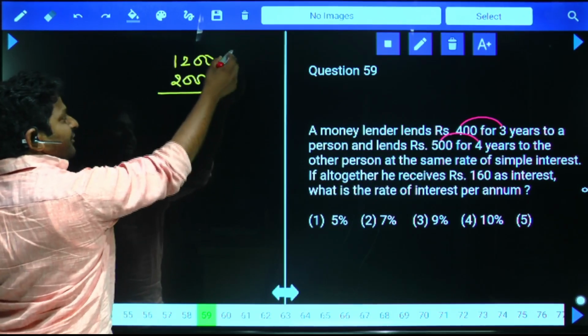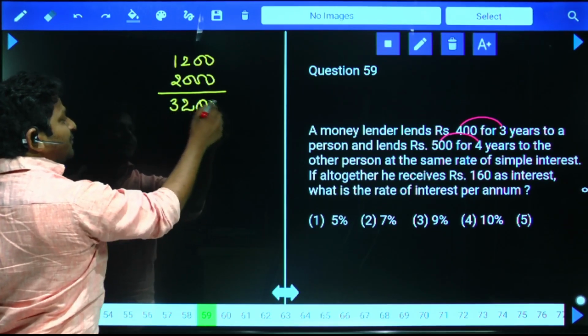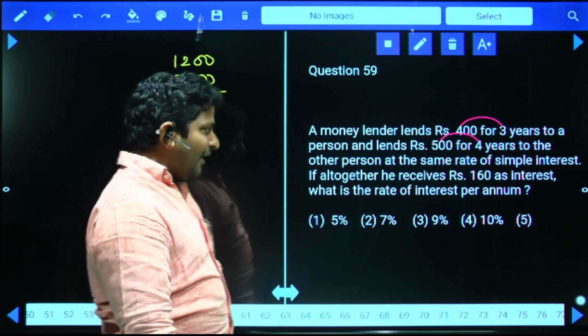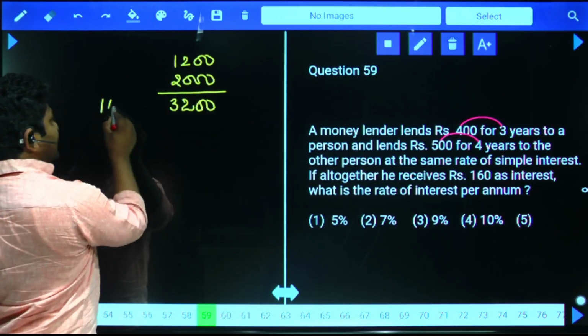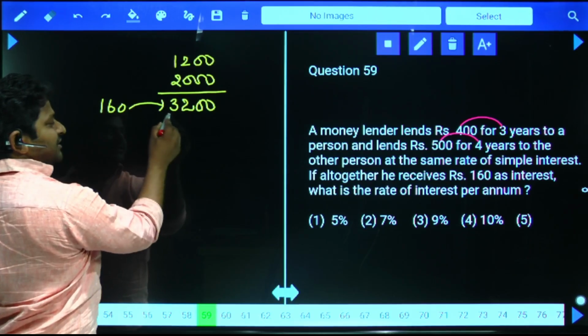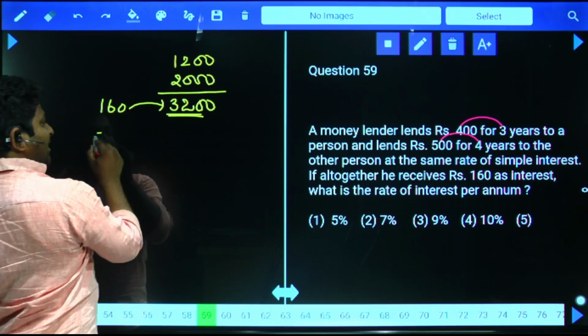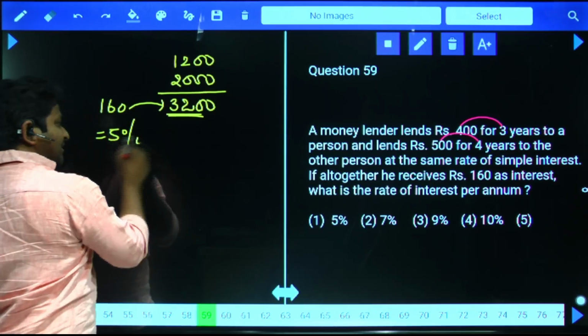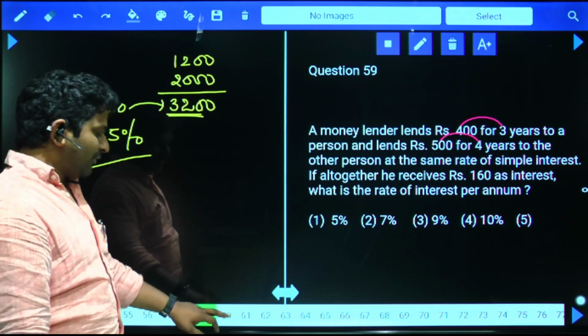So this is given for 1 year, this is also given for 1 year. So total 3200 rupees is given for 1 year, and altogether he is getting 160 rupees. So 160 rupees is what percentage of 3200? 10 percentage is 320, but this value is equal to only 5 percentage. So rate of interest offered is 5 percentage. Simple answer. You don't have to go for any formula.